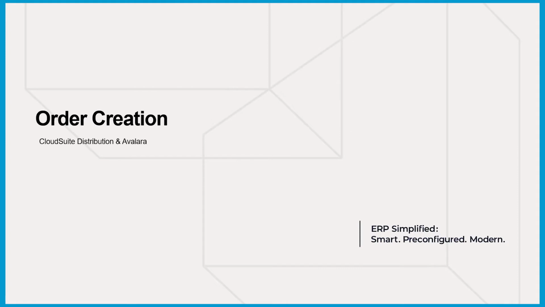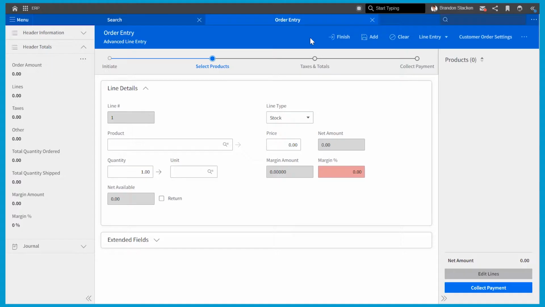So to kick things off, let's look at how CloudSuite distribution uses Avalara at the point of order entry to calculate sales tax. So here I am within order entry in advanced line entry mode with my header totals panel open up on the left, so you can start to see as we add line items to the order, sales tax is going to start to add to that order total as well. So we're just going to go through here. We're going to add a couple of line items to the order.